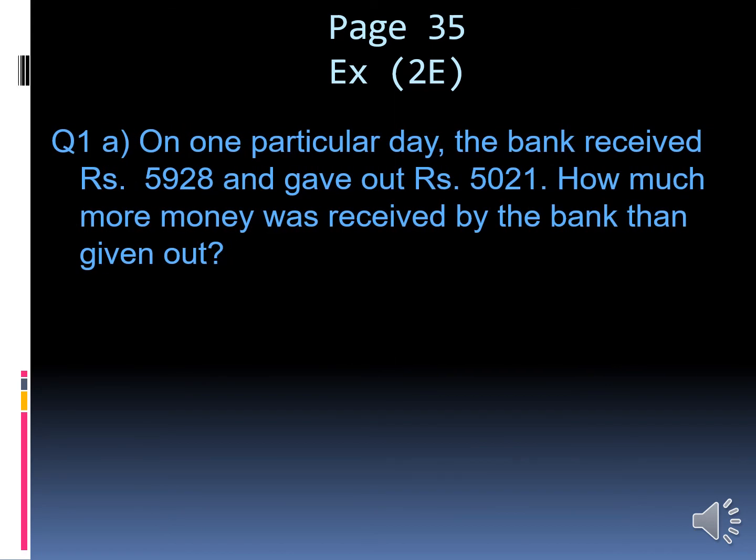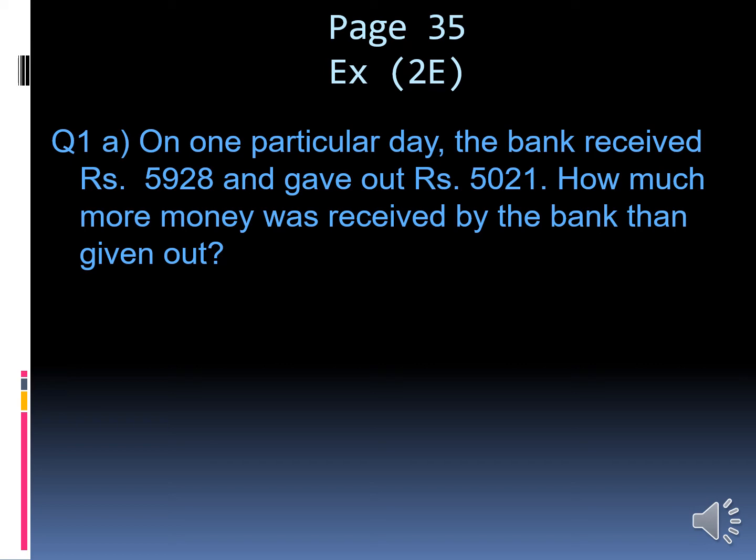From your math book, page number 35, exercise 2E. Question 1, A part. On one particular day, the bank received rupees 5,928 and gave out rupees 5,021. How much more money was received by the bank than given out?